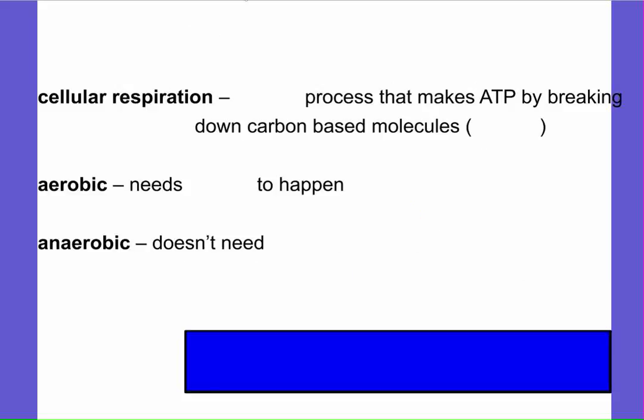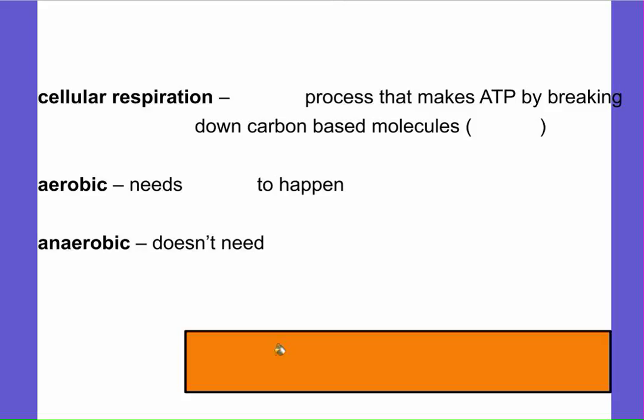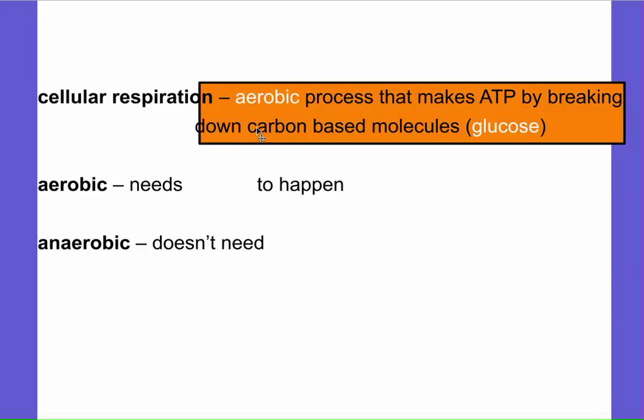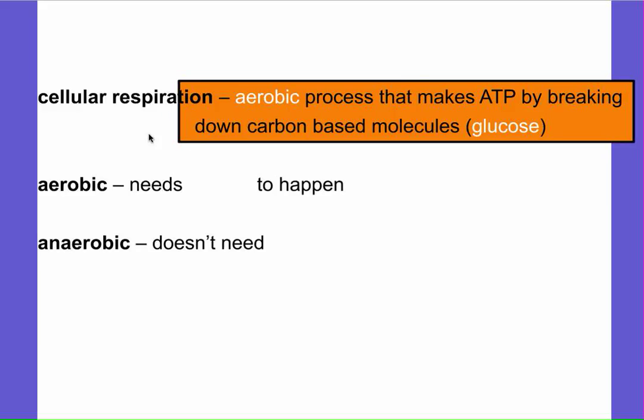Okay, but cellular respiration, definition-wise, I had to change that color earlier because I couldn't read it very well. It's an aerobic process that makes ATP by breaking down carbon-based molecules. Things like glucose. Doesn't have to be glucose. It really could be like lipids that we talked about before, or possibly even proteins. Remember, we didn't like to use proteins for energy because we were going to use the amino acids for something else. But any carbon-based molecule, breaking it down to make ATP, that would be cellular respiration.